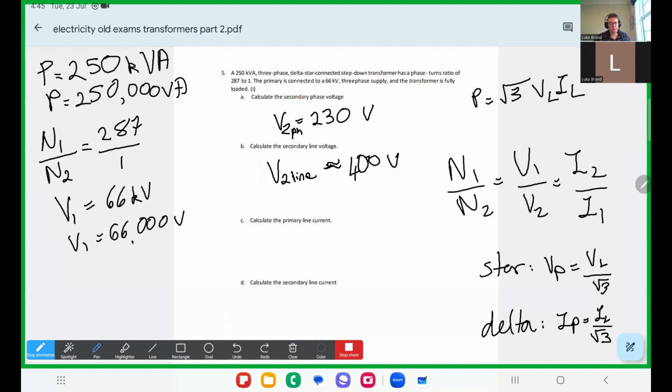All right, calculate the primary line current. Now, with this one, these are my two main equations. I can't use the second one because I don't have the secondary current. So I'm going to use this equation here. And again, this is going to be quite convenient because I want line current and this is line. So primary, I'm going to use this voltage here.